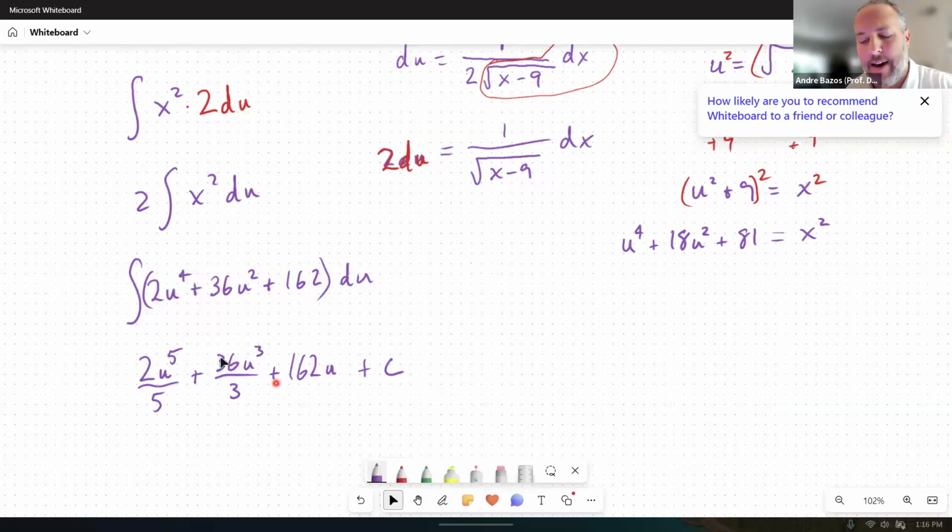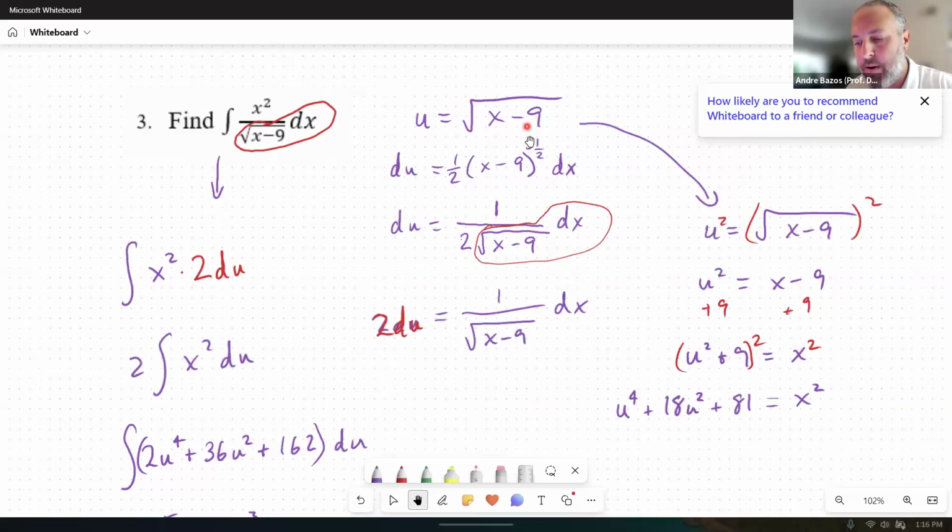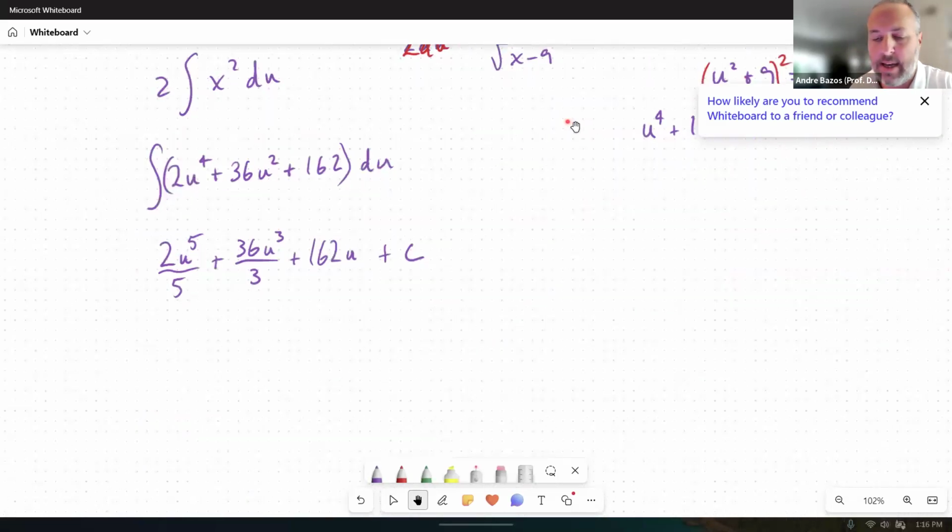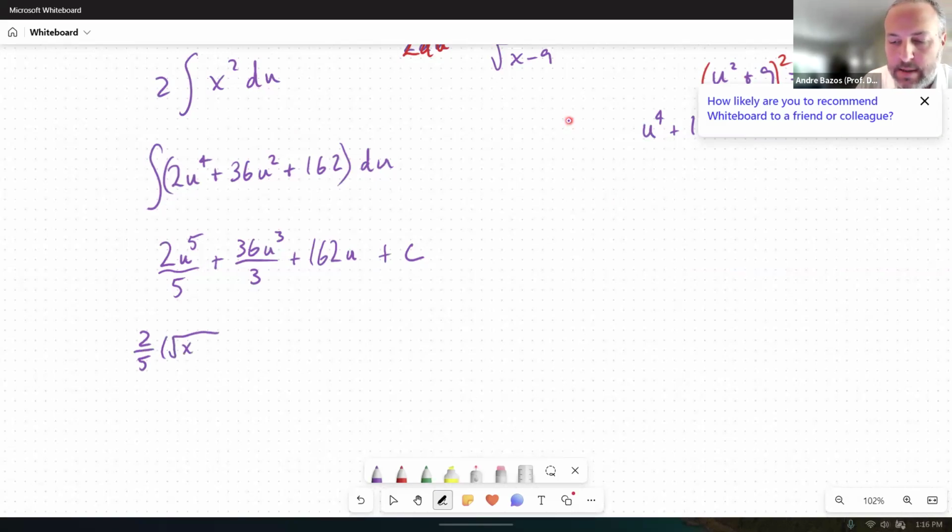No, because I have this in terms of u, but we know what u is in terms of x, which is the square root of x minus 9. So let's just replace that now. So I got 2/5. I'm going to kind of simplify as I go. We're going to do the square root of x. Is it minus 9 or plus 9? I forgot. Right, it is minus 9. There, I see it right above there. Minus 9 to the 5th power plus 36 divided by 3 is something.